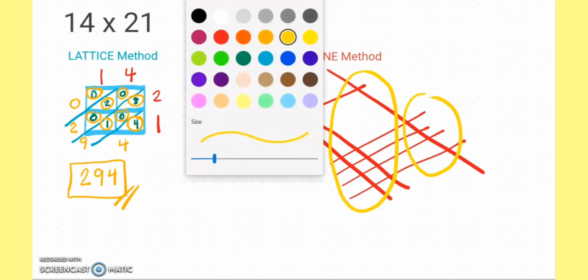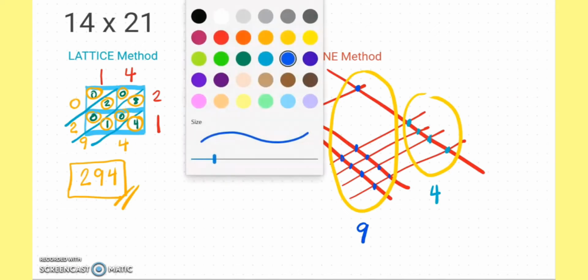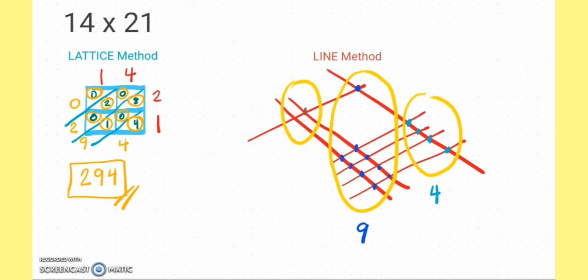Okay, now let's count how many intersection points are in each group. So here we have 1, 2, 3, 4. So we have a single digit 4. Here we have, let's use a different color, 1, 2, 3, 4, 5, 6, 7, 8, 9. So we have the digit 9. And lastly, from our third group, we have 1, 2. So that's a 2. And then we write the numbers accordingly. So we have 294 as our product using the line method. And of course, it is the same as the one we got from using the lattice method.